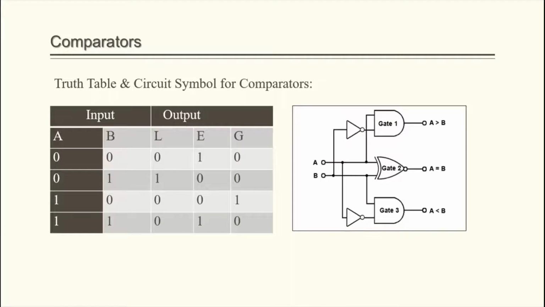And there are also comparators, and here also there are 2 inputs and 3 outputs, L, E and G. So this means lesser, equal or greater. Where the inputs are the same, we are getting 1 in E, and where A is greater than B, we are getting 1 in G, and where B is greater than A, or A is less than B, we are getting 1 in the lesser one.